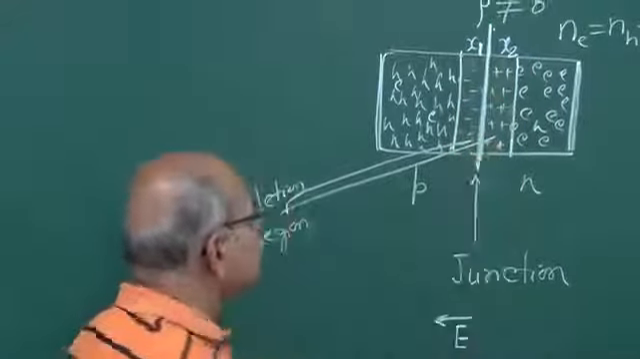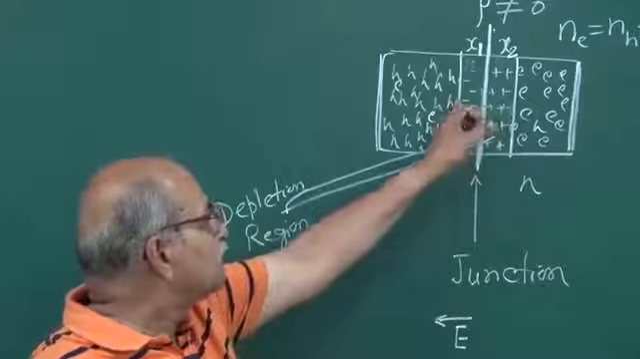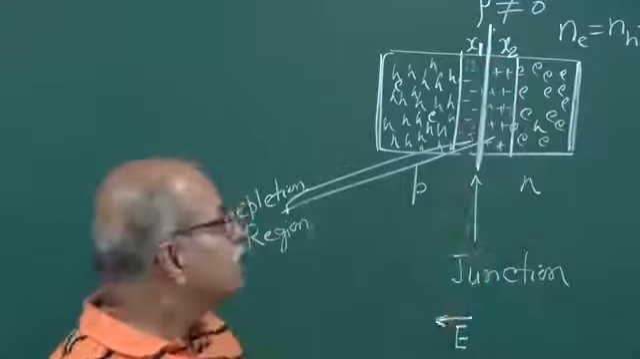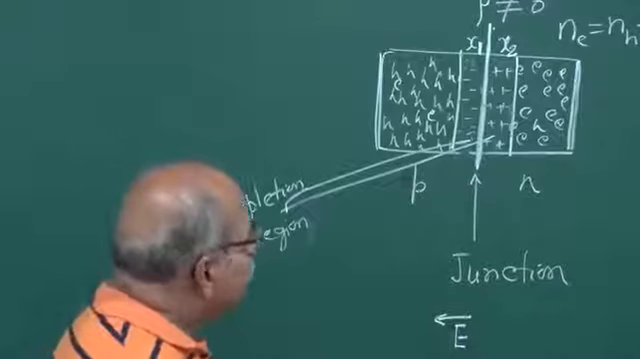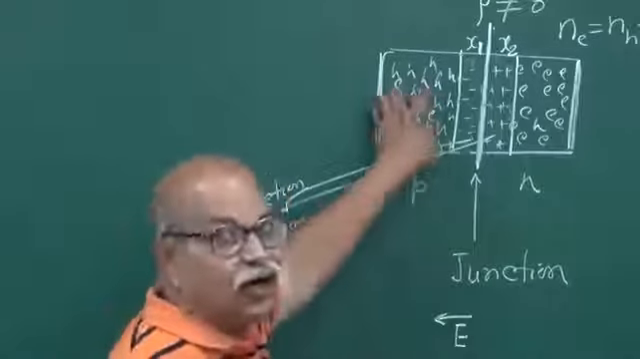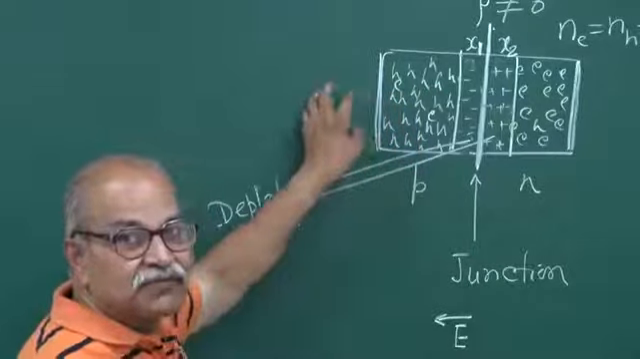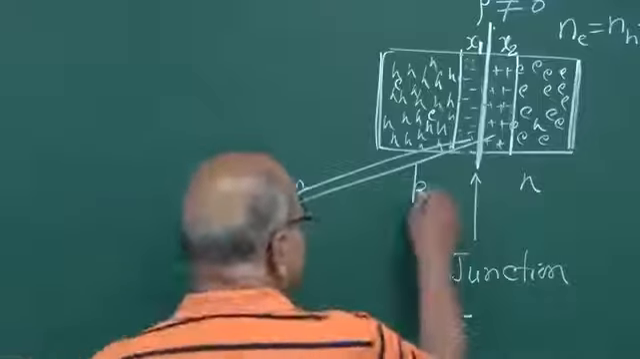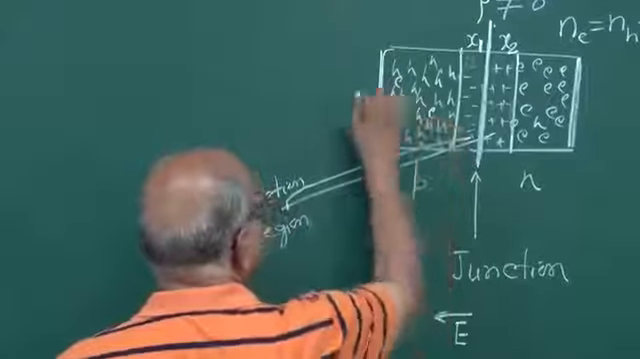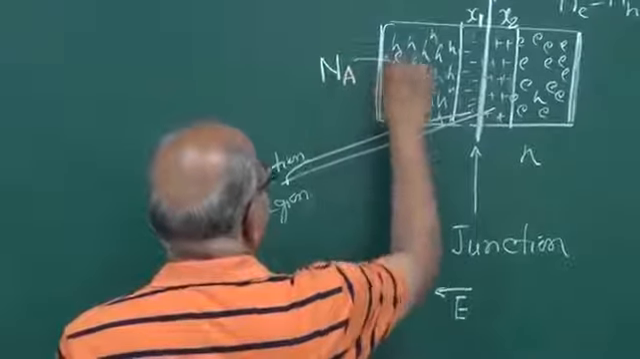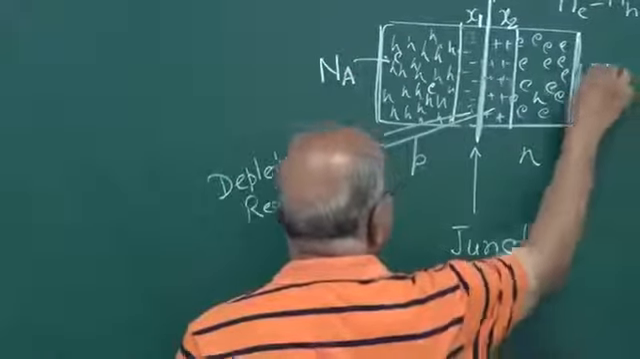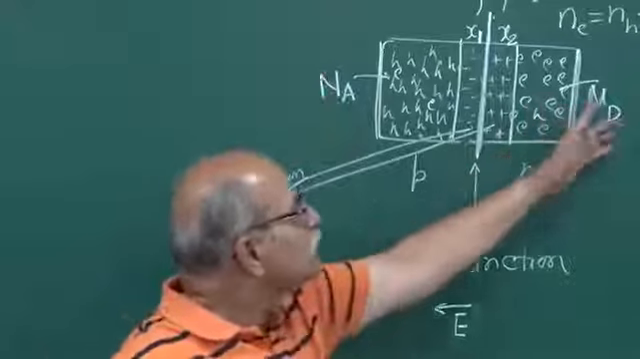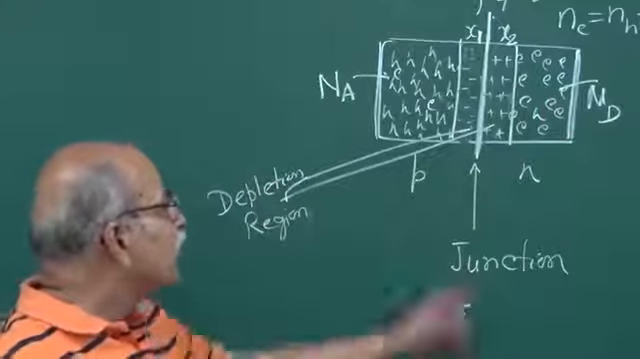Then this depletion region extends up to depth x1 on this P side, up to depth x2 on the N side, and these x1, x2 depend on the dopant densities. How many impurities per unit volume you have put here and how many you have put here. So if this is P type, that means you are putting acceptor impurities here, so Na, and here you are putting donor impurities, so Nd.